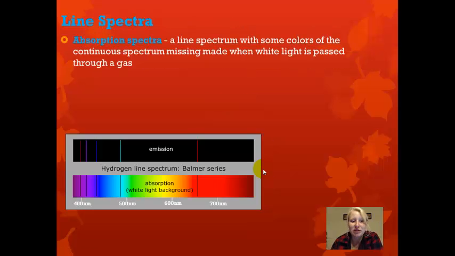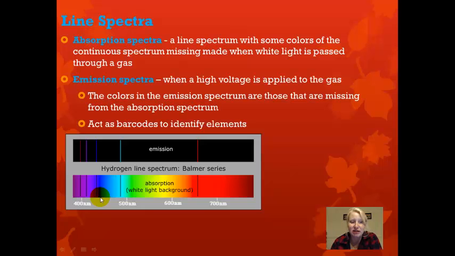So line spectra is something new. There are two types of line spectra you need to be familiar with. The first is absorbance spectra, or absorption spectra. Absorption spectra is a line spectra that's created when some colors of light are missing from a continuous spectrum. So here's an example down here of an absorption spectrum. It's the bottom one. And you can see that all of these wavelengths of light are present from the spectrum. However, you're missing just these few lines. And this is created when a gas has white light pass through it. And it changes based on the identity of the gas.